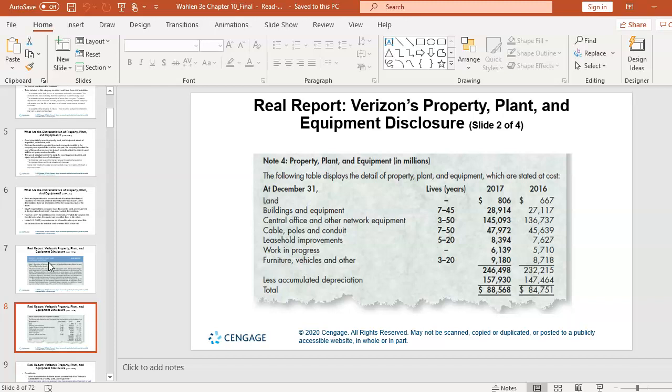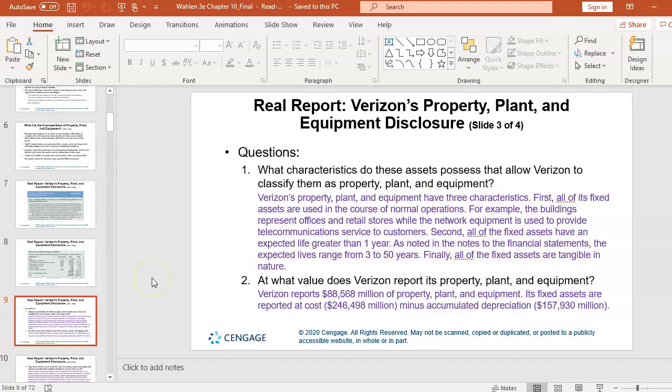So on the balance sheet, right here are the numbers. This is in millions, which means this is $88 million worth of property, plant, and equipment. And you can see it's broken out into these categories with useful lives, less depreciation, and so on. So you can just see the dollar amount of property, plant, and equipment that Verizon has for a couple of years.